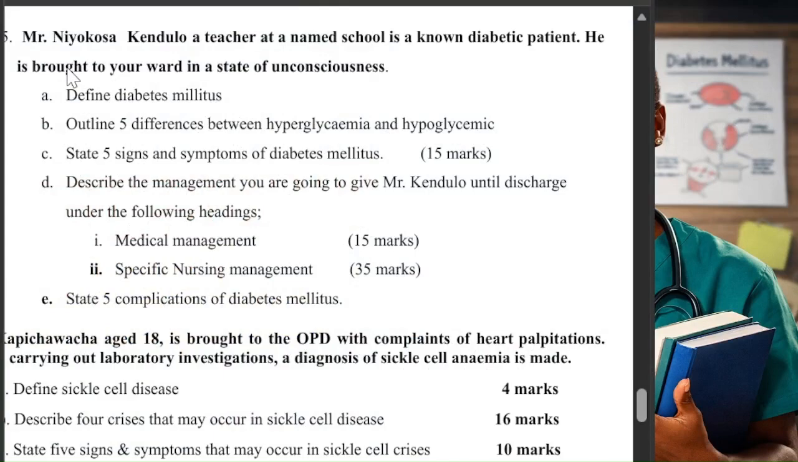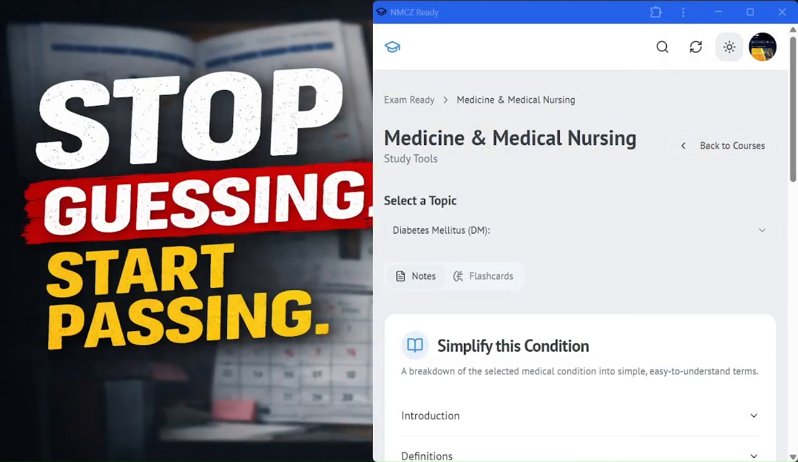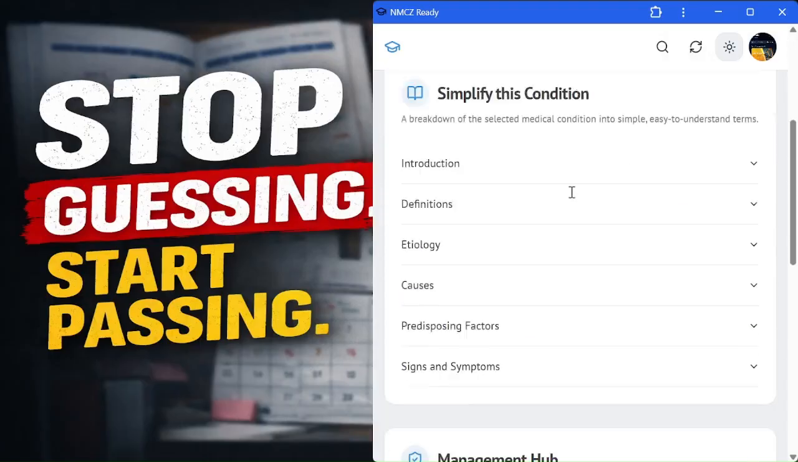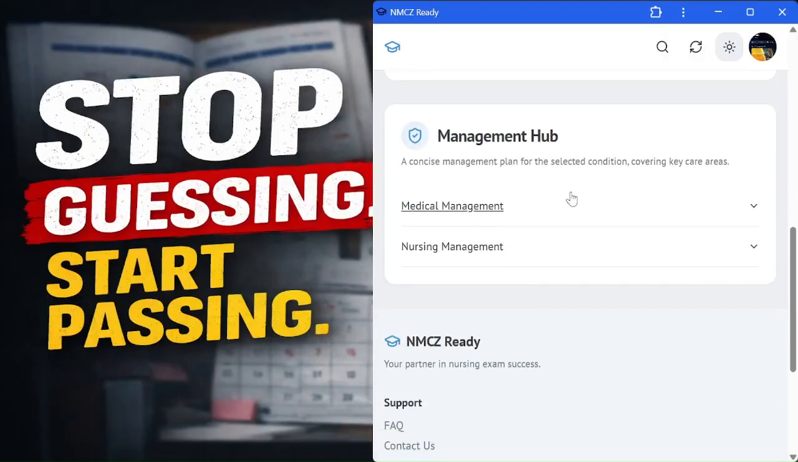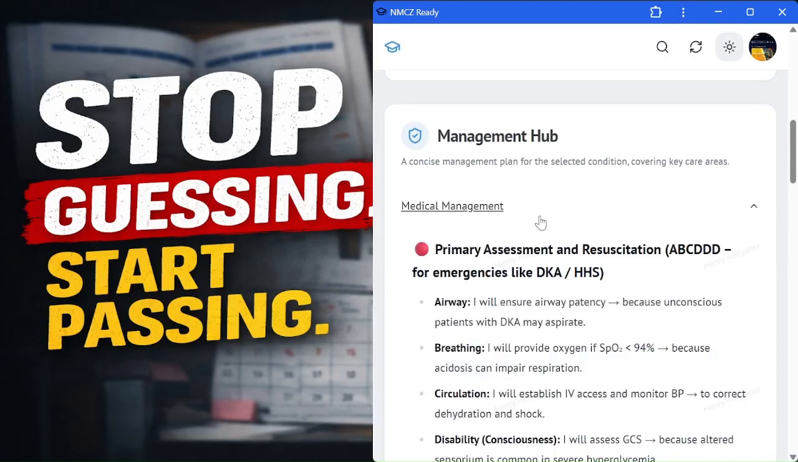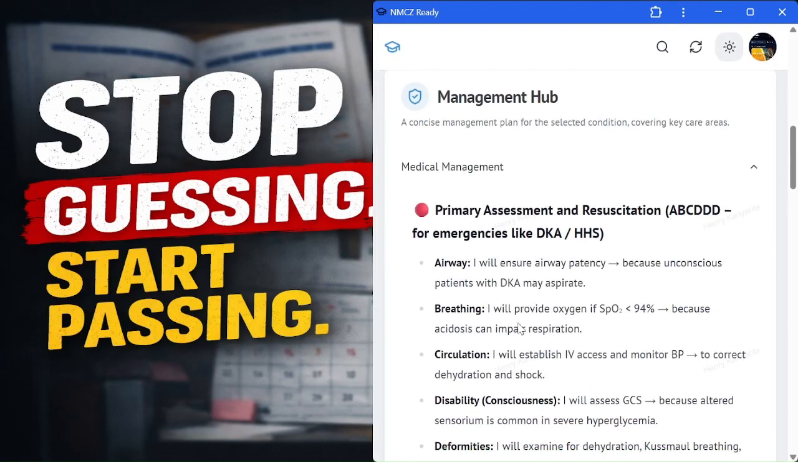So the question required us to describe the management we would give to the patient until discharge, starting with medical management. Our medical management within the platform is found in the exam ready mode. So you just scroll to management hub, and here we have got the medical management. When you open this, what we are able to see is that you're being told that primary assessment and resuscitation is necessary only for emergencies like DKA.